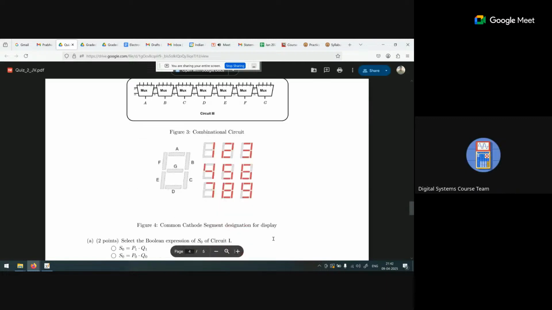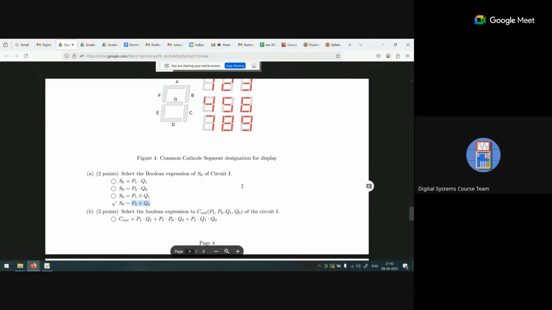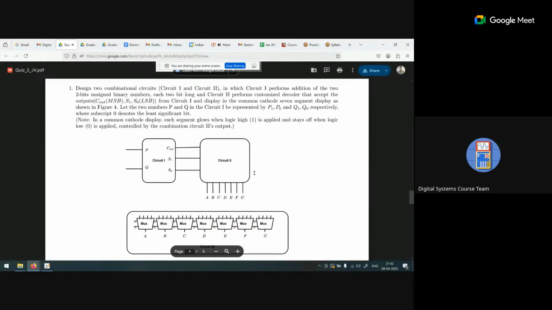Now they are asking what is the Boolean expression for S naught. S naught is P naught XOR Q naught, the Boolean expression for the sum. Now second, select the Boolean expression for Cout of circuit one. When will Cout be one? So can I draw the truth table here? Yes, sir.